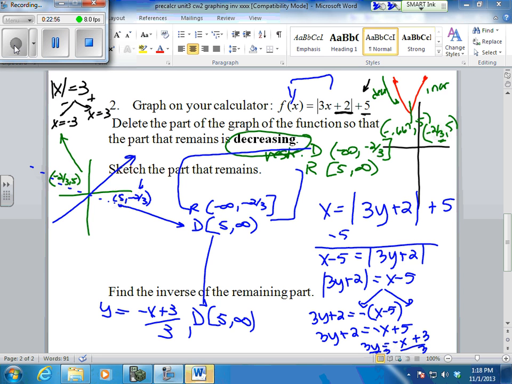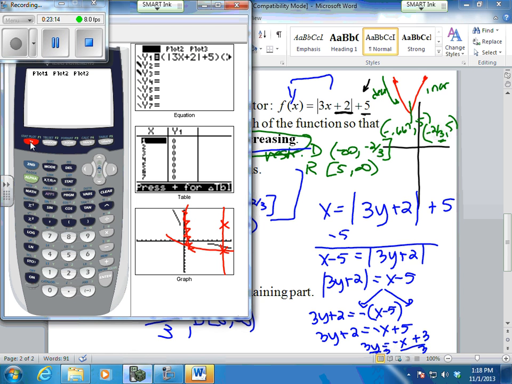So now when we put this in your calculator, be careful with your parentheses and limit your domain to x greater than or equal to 5. There's a lot going on in this one. If I didn't limit it, let's go look at it without limiting it. Here's my y2. I'm going to say negative x plus 3, divided by 3. Watch what this gives me. See this line? It came on top of that. It's an entire line. We don't want the other piece.